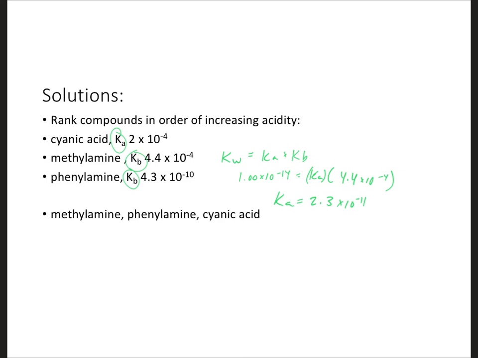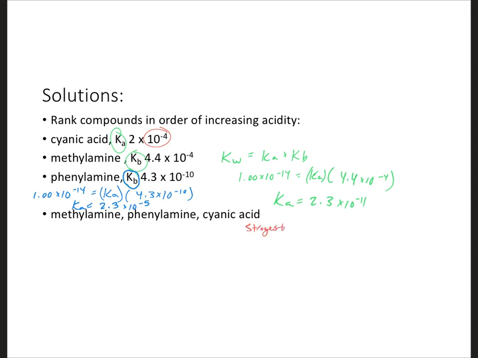Let's go ahead and do the exact same thing for phenylamine. They've given us a Kb, we need to get a Ka. When we calculate that, our Ka for phenylamine is going to be 2.3 times 10 to the minus 5. And so now we have all Kas and we can compare them. We can go back and say that times 10 to the minus 4 is going to be the number that's closest to 1. So we're going to say that's our strongest acid in this sequence.